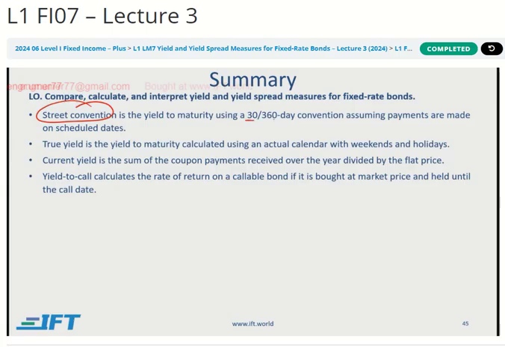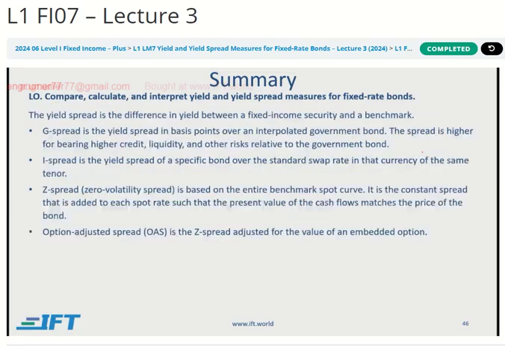Street convention is 30/360. True yield is based on actual. Government is also based on actual, but they are semi-annual. Current yield is very simple. You just have to take the coupon amount for the whole year divided by the current price, the flat price, and you've got your yield to call, and then yield to worst, yield to first call, second call, and we talked about all of that.